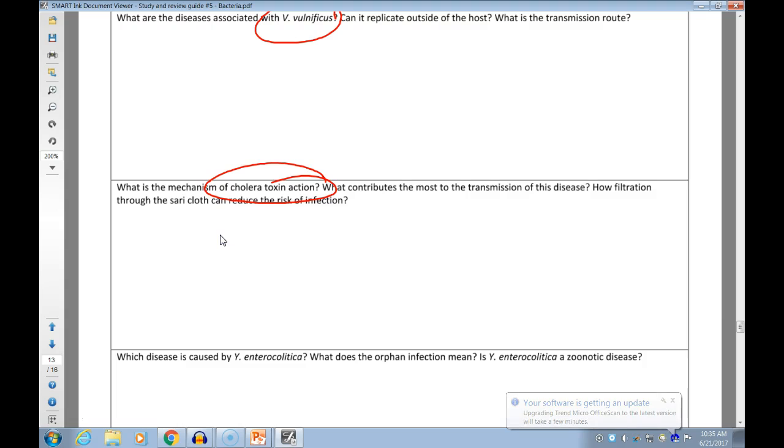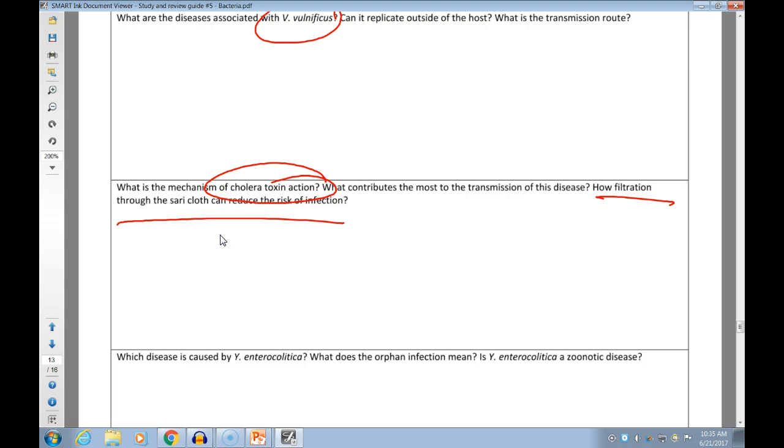Cholera toxin stimulates production of cyclic AMP, okay? Which then signals the pumps and the carriers to start secreting things into the lumen of intestine, like water and chloride and sodium and potassium, causing diarrhea. Okay. What contributes the most to the transmission of this disease? Lack of sanitation, proper treatment. How filtration, remember we discussed that issue? When you filter, you remove copepods to which cholera, Vibrio cholerae, sticks.